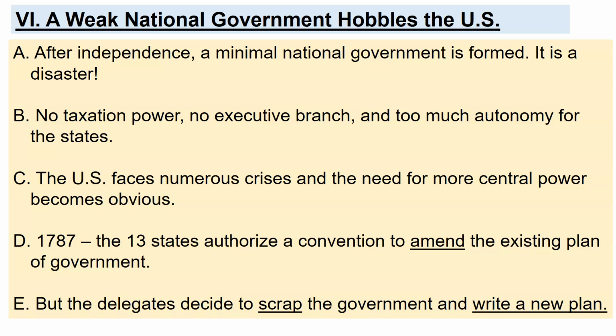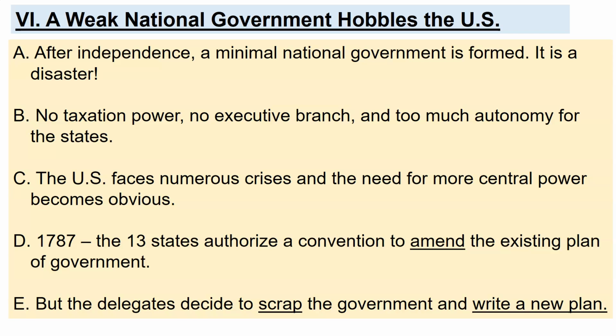So the US in its early days is facing all these numerous crises, and they need more central power, they need a better economy, they need better control, and so forth. But what ends up happening is in 1787, the 13 states, I think it's 12 of them, come together and agree to authorize a convention to amend their existing plan for their government, which is the Articles of Confederation. And they decide as they're going through it that their plan is terrible and they have to scrap it, and they decide to write a new plan.